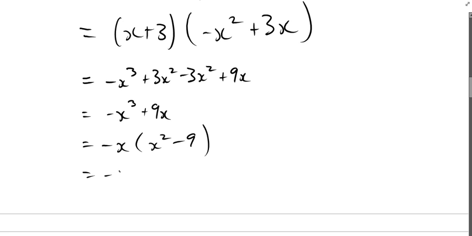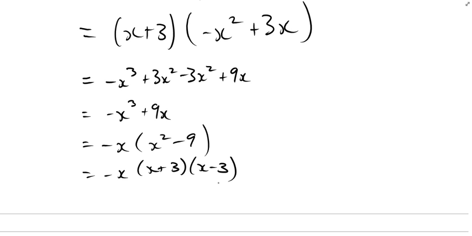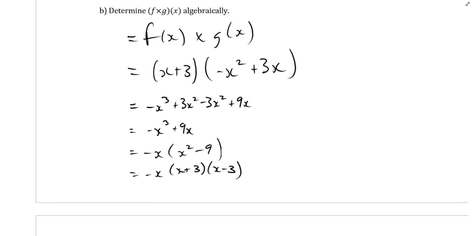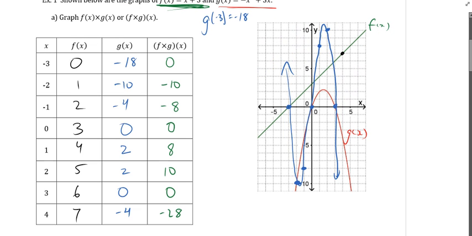That worked out nicely. Negative x, x plus 3, x minus 3, and we start to see a lot of characteristics of that cubic function that we just graphed. It's got a negative leading coefficient. It's got 3 zeros, obviously it's cubic. And there are the zeros right there, 0 and 3 and negative 3, right? We see all of that coming out. Nice little reminder about how all of that works.